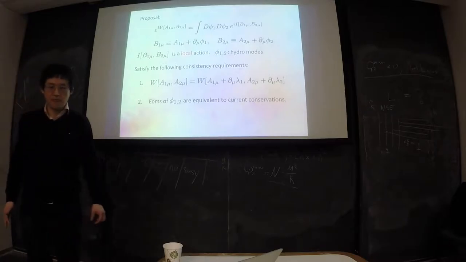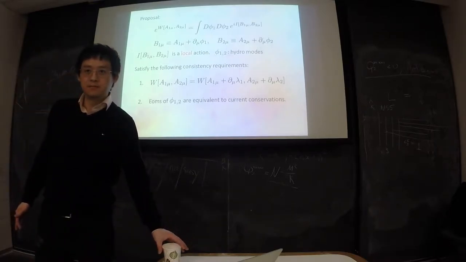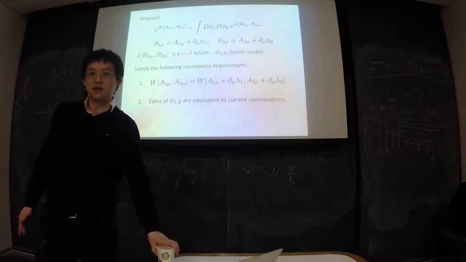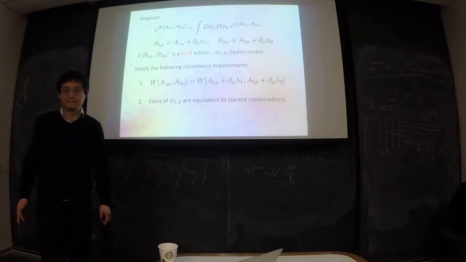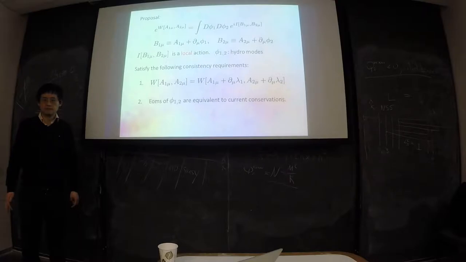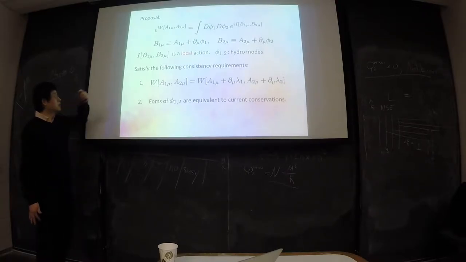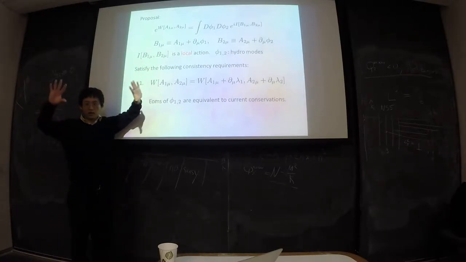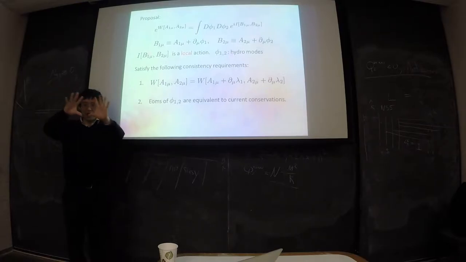Are the B's the variables in your effective action, or the phi's? The phi's. So what you wrote as a general I is a local action, which is a function of del mu phi I. That's right. But I find it useful to include the external field, because the dynamical field and the external field combine in a way.